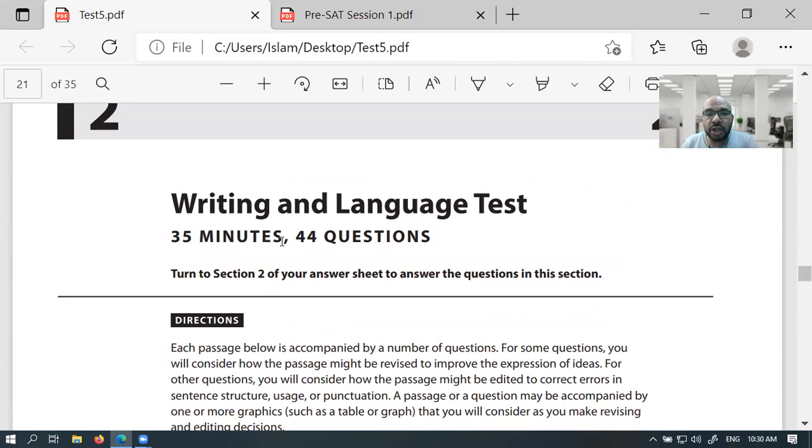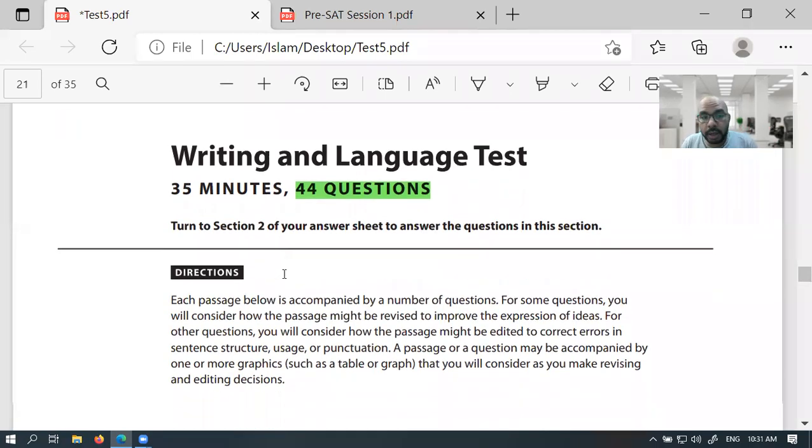See now the writing section. You have how many questions? 44 questions. And the 44 questions must be answered in specific time, which is 35 minutes. So 44 questions in 35 minutes means you have to answer every question in less than a minute, like 45 seconds. Oh my God, it is shocking. No, believe me, for some questions, you will need only like 5 or 7 seconds. So don't worry, do not panic.